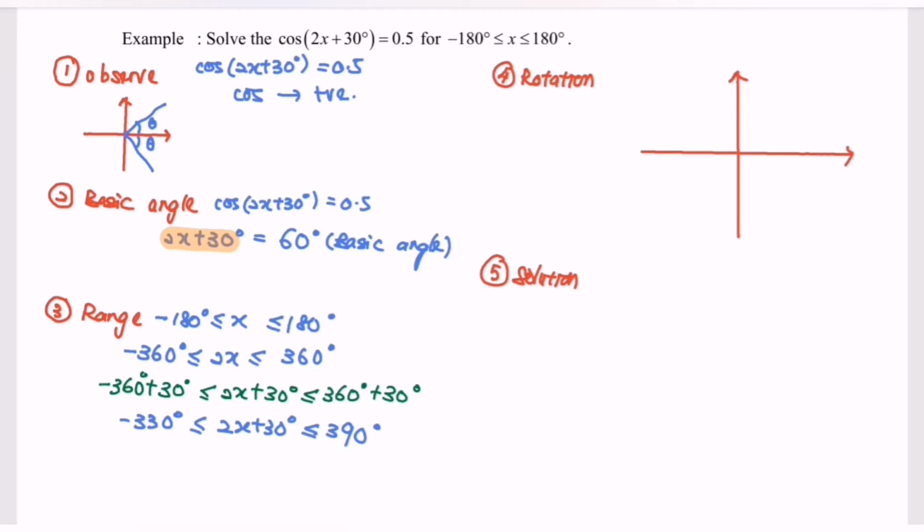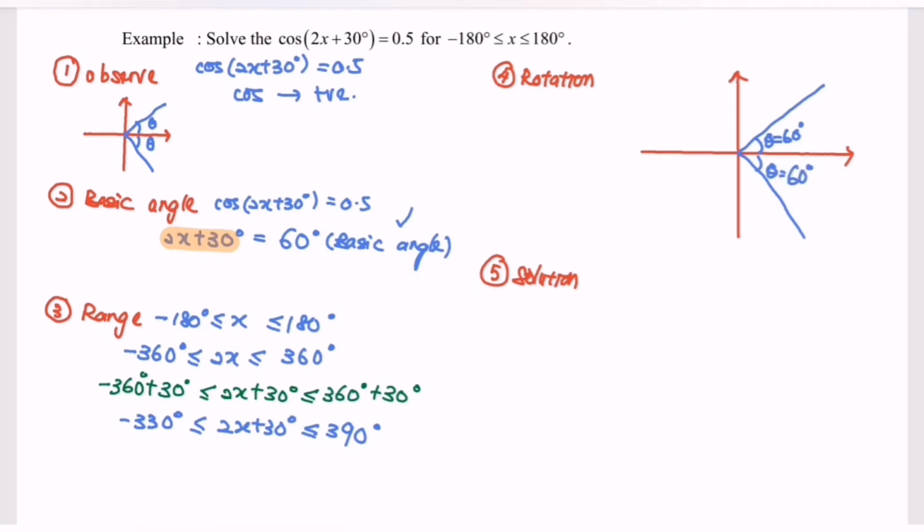Next, we are going to focus on number 4, the rotation. Given the basic angle is 60 in the first and the fourth quadrant, we have theta as 60, and here we have another theta which is 60.